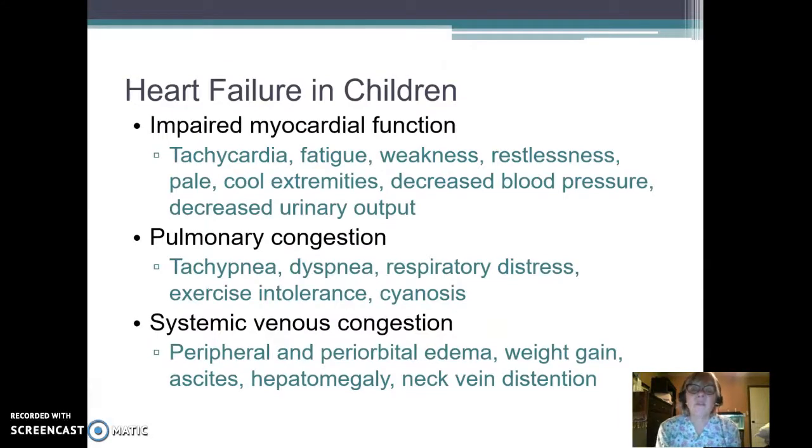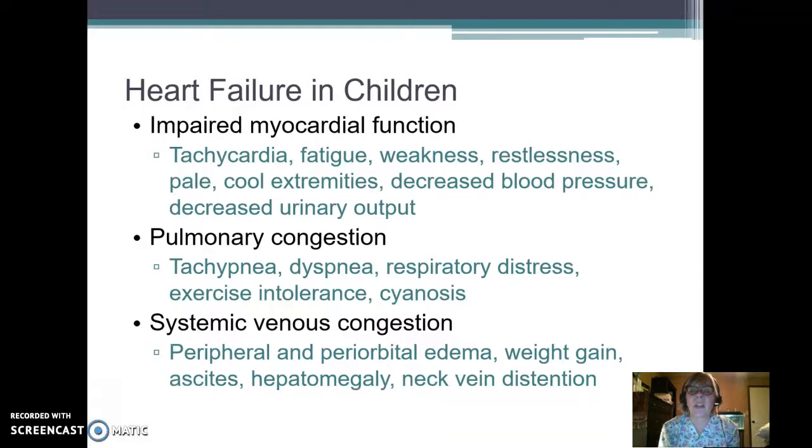So, heart failure in children, this happens from impaired myocardial function. So what you're going to see is tachycardia. Children can't change their stroke volume. Adults will try and make up for decreased or just problems with circulation by increasing the stroke volume. Kids can't do that, so instead they go faster.